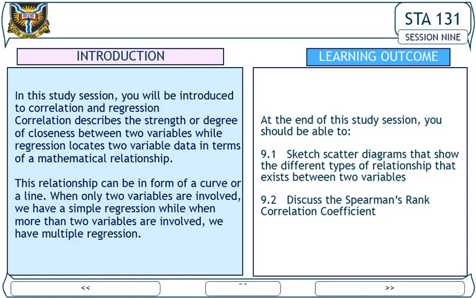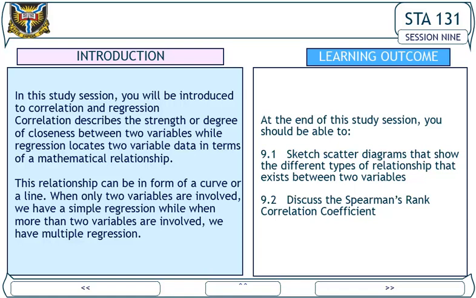Correlation describes the strength or degree of closeness between two variables, while regression locates two-variable data in terms of a mathematical relationship. This relationship can be in the form of a curve or a line. When only two variables are involved, we have a simple regression, while when more than two variables are involved, we have multiple regression. Learning outcomes for Study Section 9.